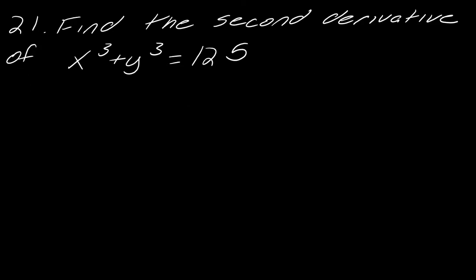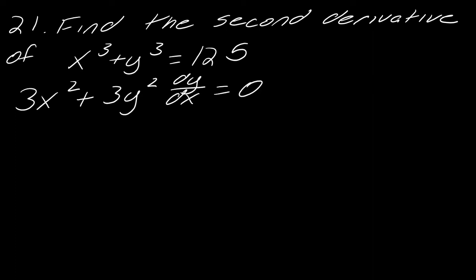Okay, so for 21, we're being asked to find the second derivative of x cubed plus y cubed equals 125. So we have to use implicit differentiation here. We can tell that too because there's x and y on the same side. So first we start by just taking the first derivative. So I have 3x squared plus 3y squared dy/dx equals 0.